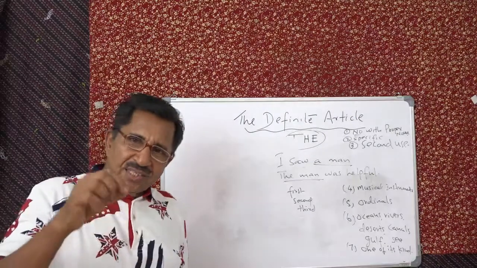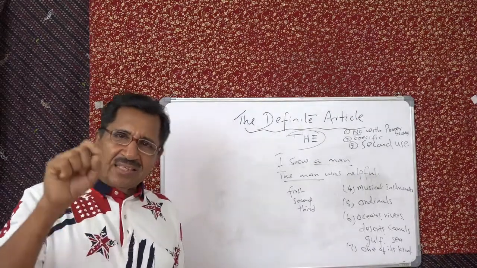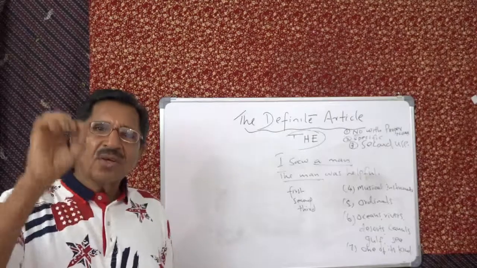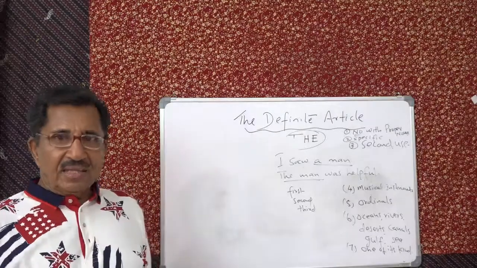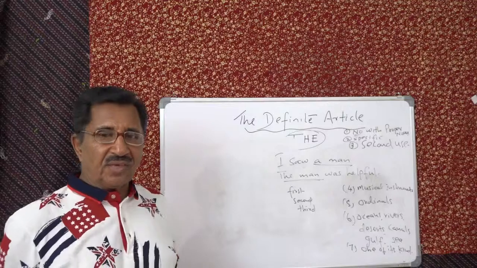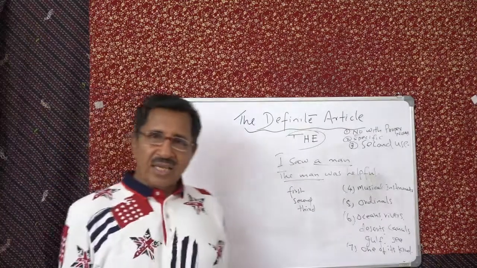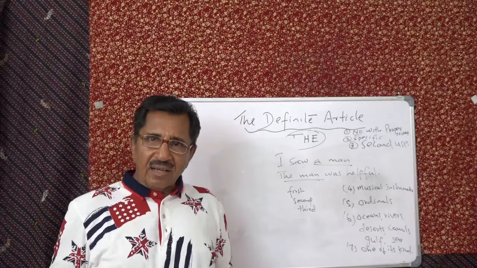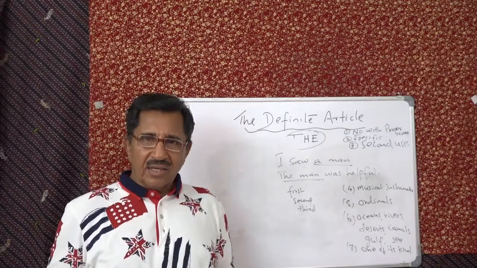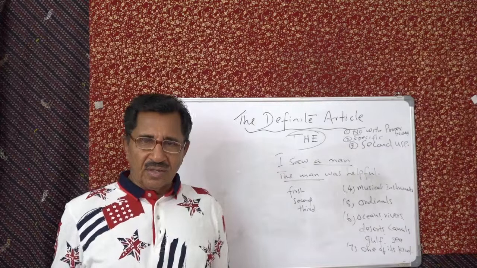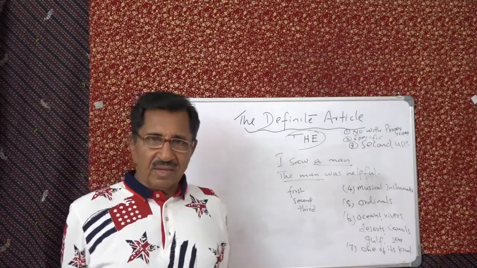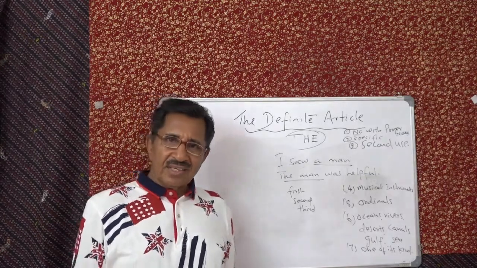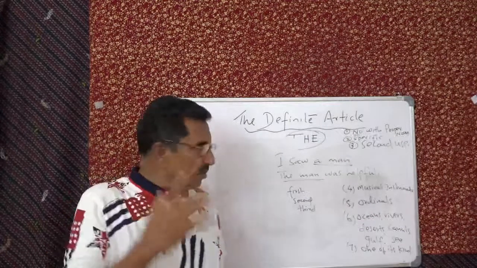When you use the same noun again, that is the second time, use the. Third time also, fourth time also. We can say, once there was a king. The king was very kind. The king came to us one day and told us his story. The king, like that. You can go. So only once general, then specific.